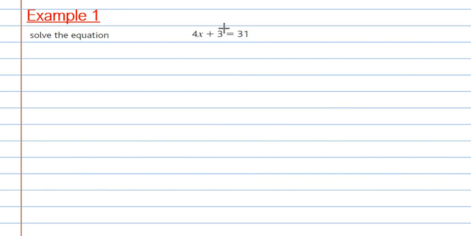Example 1. I encourage students to draw lines here just to differentiate between the left-hand side and the right-hand side, especially when you're tidying up. Some students tend to get confused. Okay, let's go. So we have 4x plus 3 equals 31. We want to get rid of this plus 3. To get rid of something, you do the opposite of it. So you subtract 3, and you do that from both sides. The whole point of this is to get rid of this 3 here.